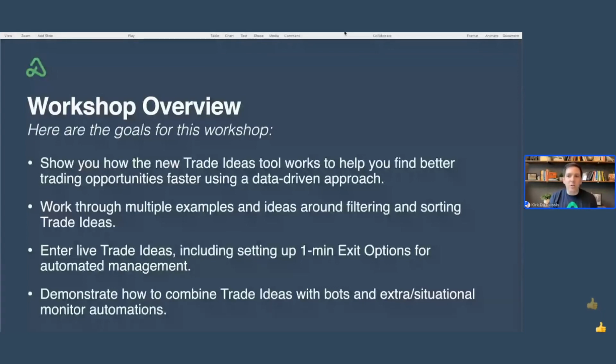What we've heard forever from users, and you guys are traders, is: I don't know what to do. I don't know what to trade. I don't know how it works, or I'd like something that would help me. So we built this tool, okay?